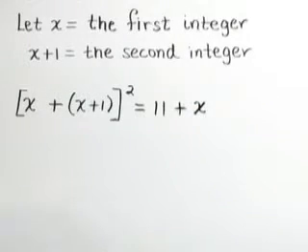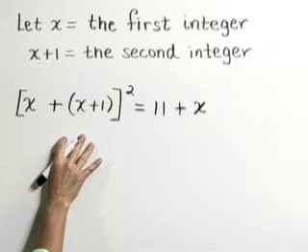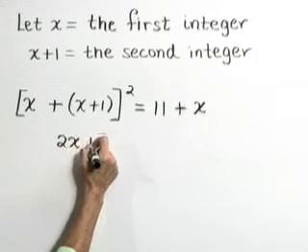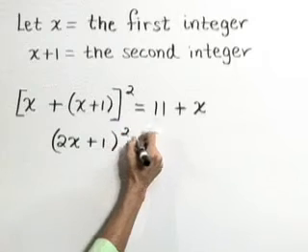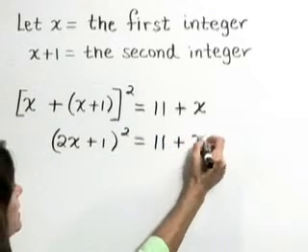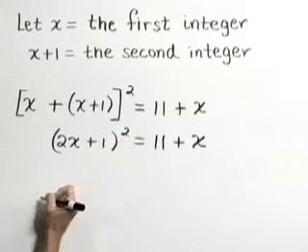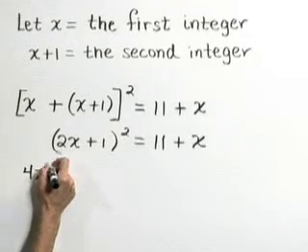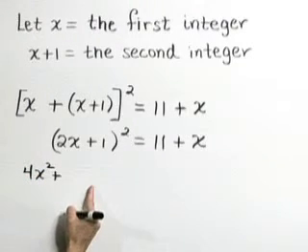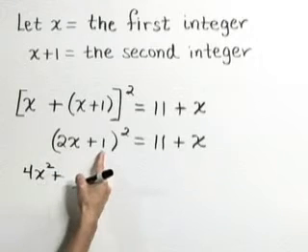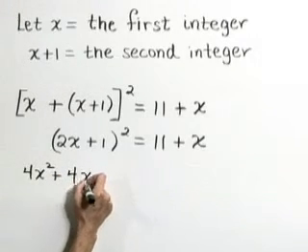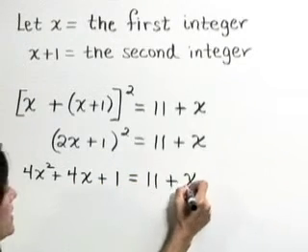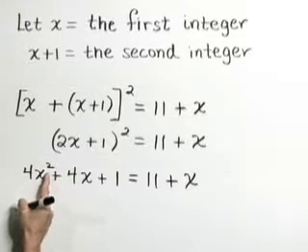We have our equation. Now let's move on to step 4 and let's solve it. Starting by combining like terms on the left, we have a 2x plus 1 quantity squared is equal to 11 plus x. Squaring this binomial on the left, 2x times 2x is 4x squared. Our middle term is 2 times 2x times 1, or 4x, plus 1 squared, or 1, and that's equal to 11 plus x. This gives us a quadratic equation.